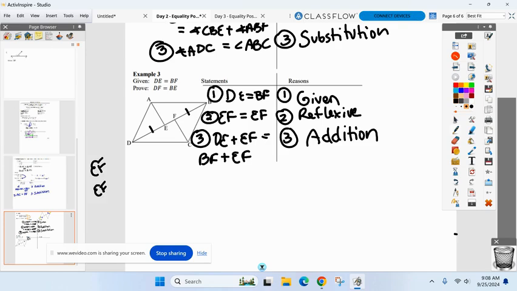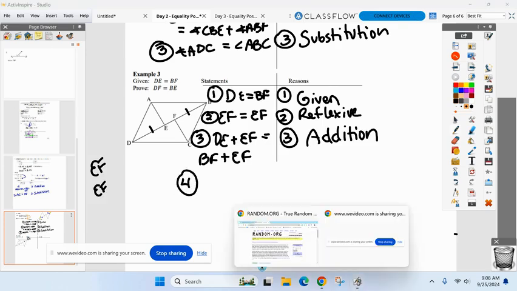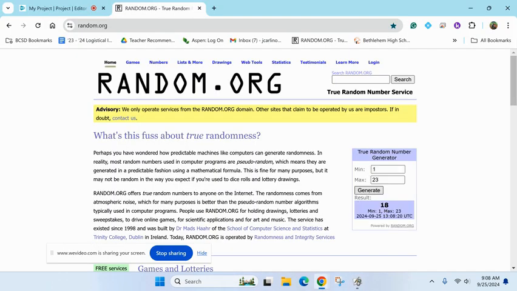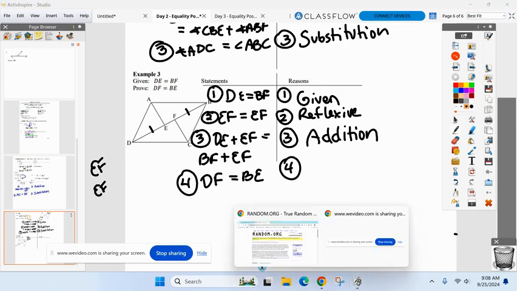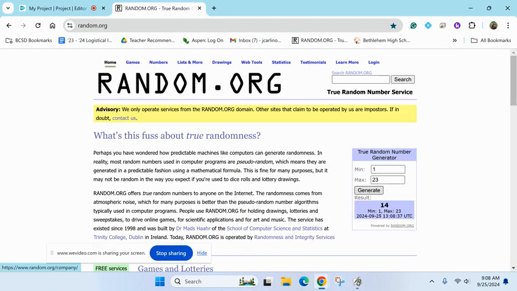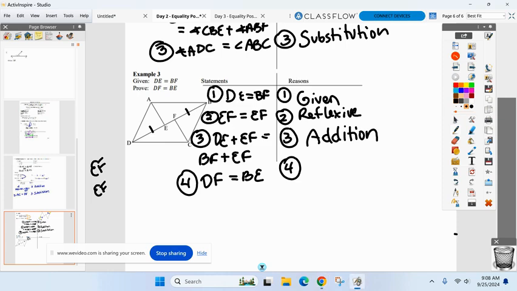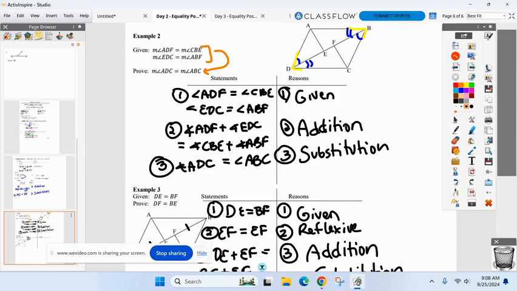So now replace both of them. Keating, what am I replacing DE plus EF with? DF. And what am I replacing BF plus EF with? BE. And again, what property says you can replace it just like that? Jonathan? Substitution. So not all these proofs are addition substitution.